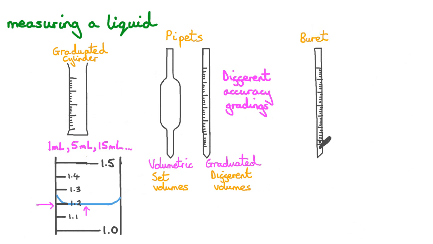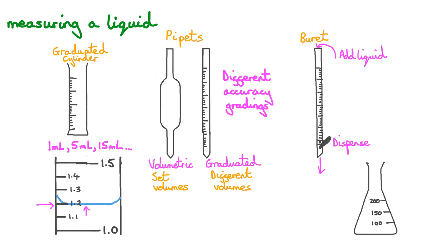And of course, you can also use a burette to measure out a liquid. To do this, you simply add your liquid to the burette, making sure not to add any more than the top line, and then dispense the required amount using the tap at the bottom.